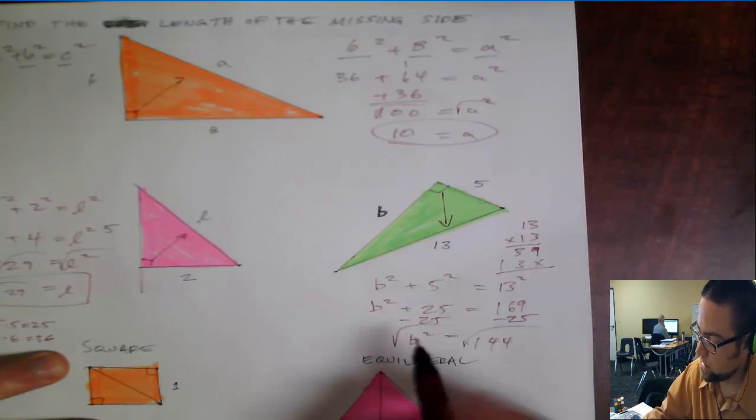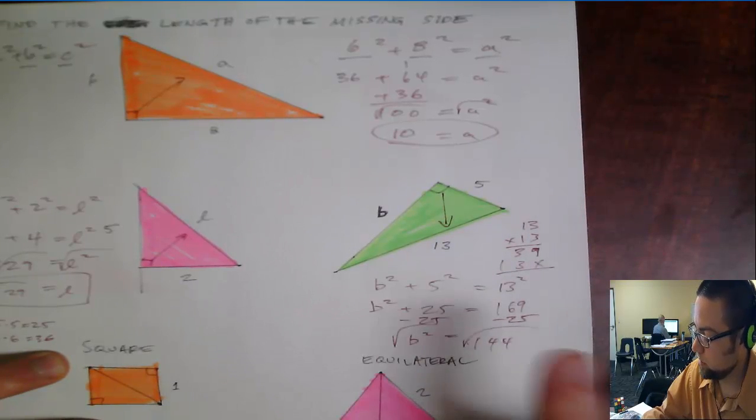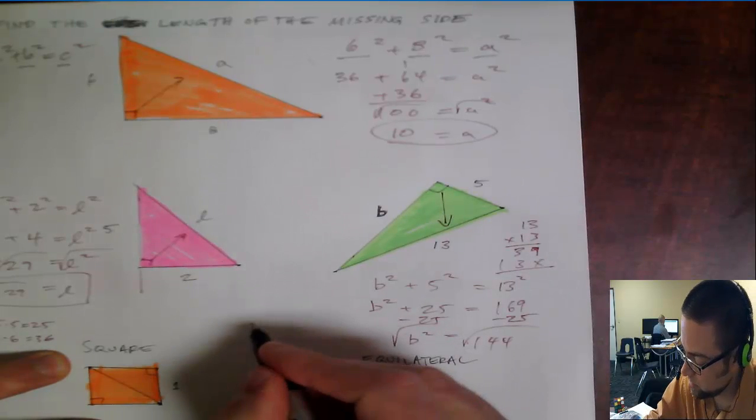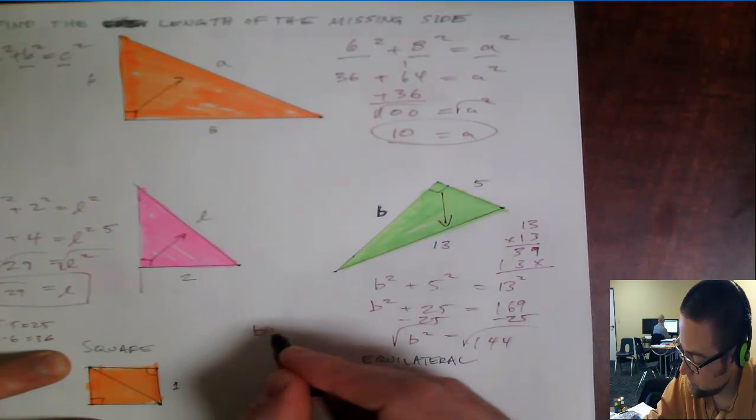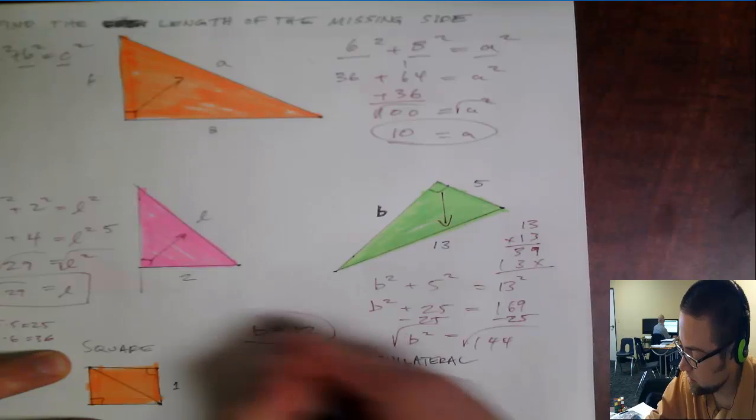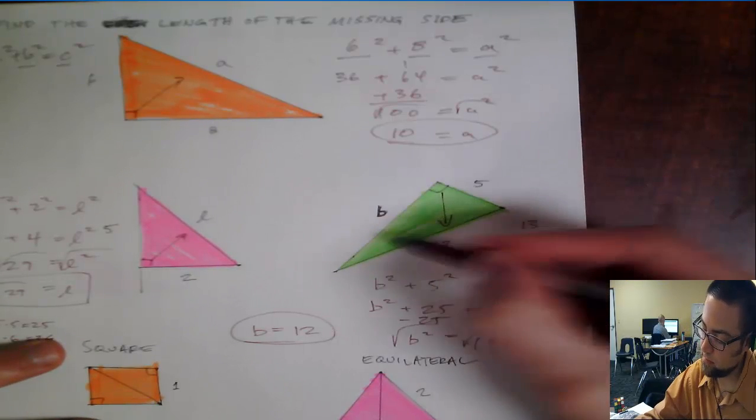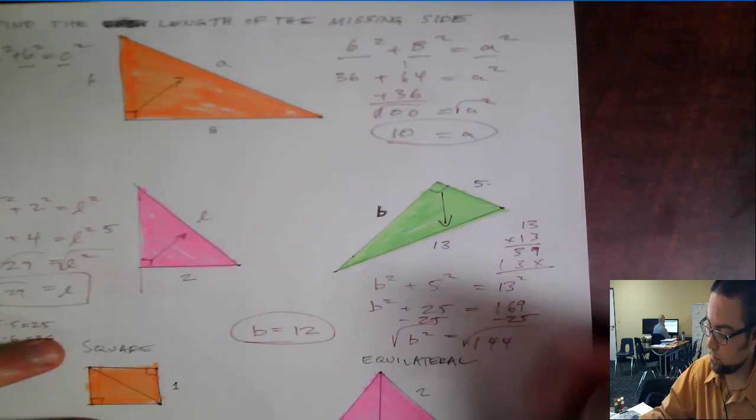So square root both sides. What number times itself is 144? Well, 12 times 12 is 144. So b is 12. So this is a 5, 12, 13 triangle.